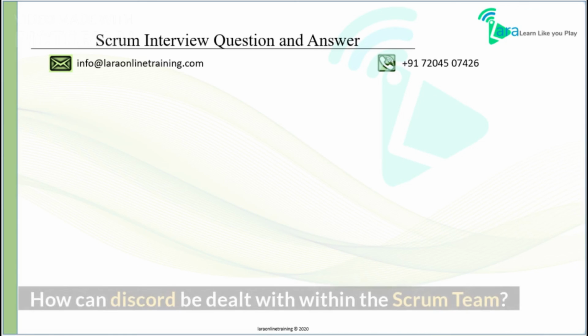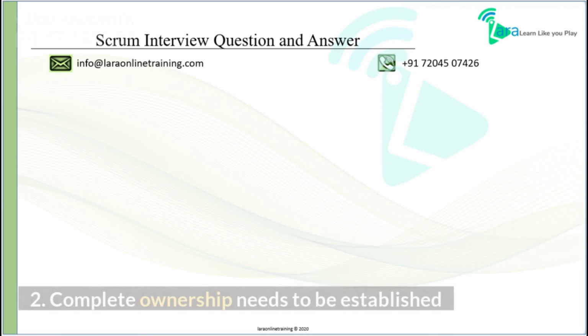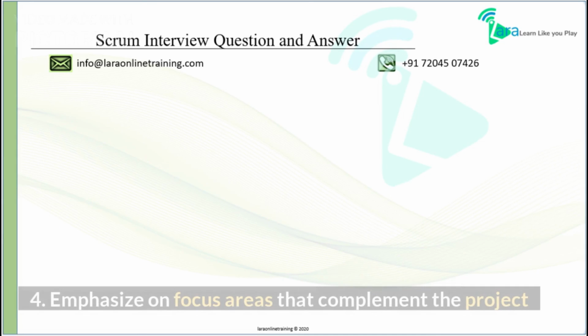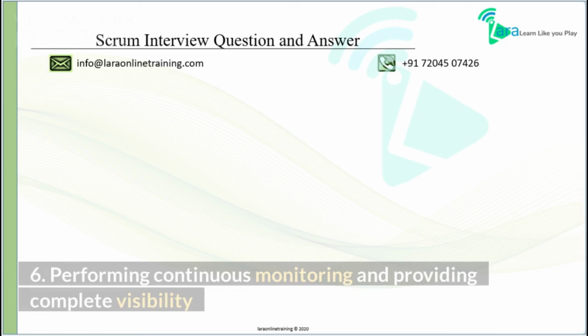15. How can discord be dealt with within the Scrum team? 1. The issue's root cause needs to be identified and addressed. 2. Complete ownership needs to be established. 3. Try to diffuse the disagreement. 4. Emphasize focus areas that complement the project. 5. A common understanding needs to be established to guide the team. 6. Performing continuous monitoring and providing complete visibility.